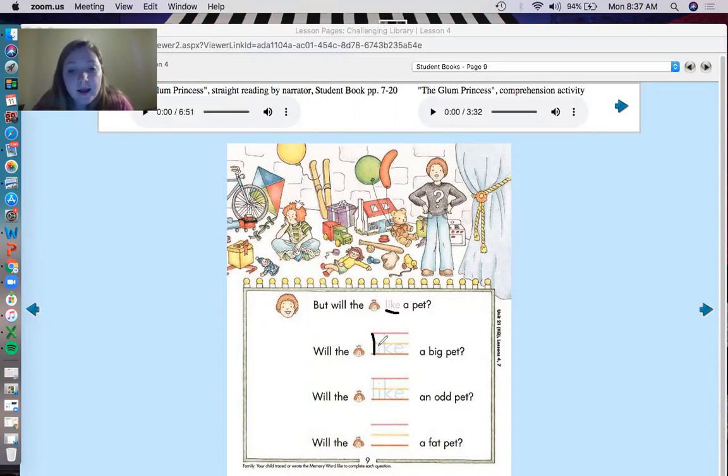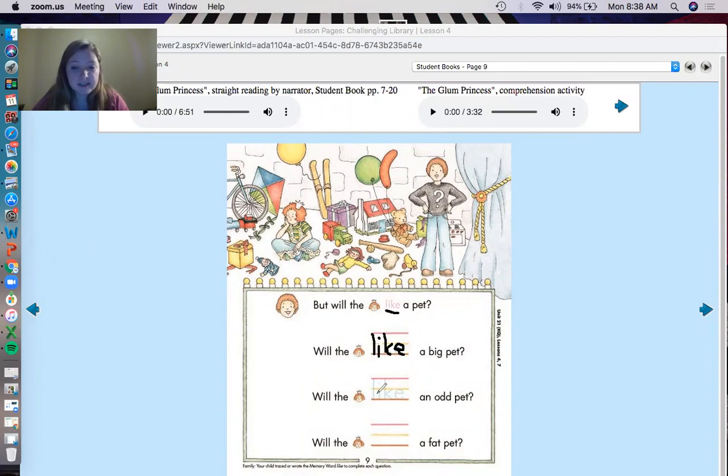L, I, K, E. Oh, I'm going to erase that E. Oh, apparently erase my K as well. All right. So let's read this sentence together. Will the princess like a big pet? So this sentence says, will the princess like a big pet?